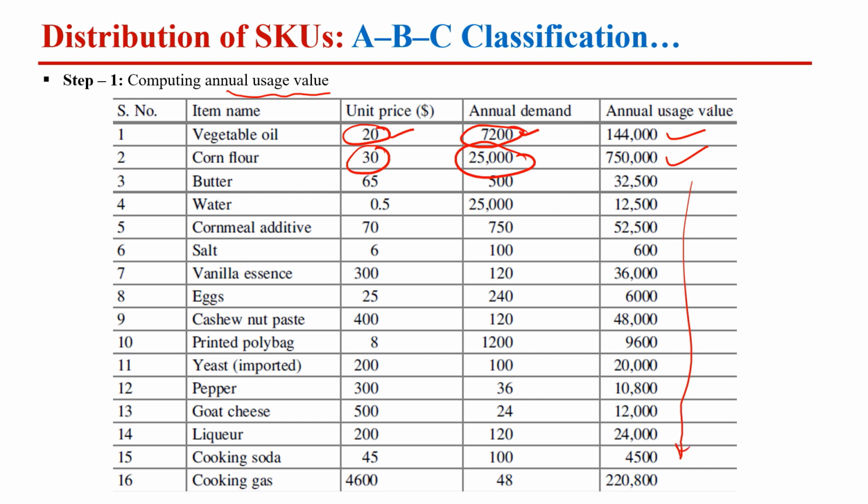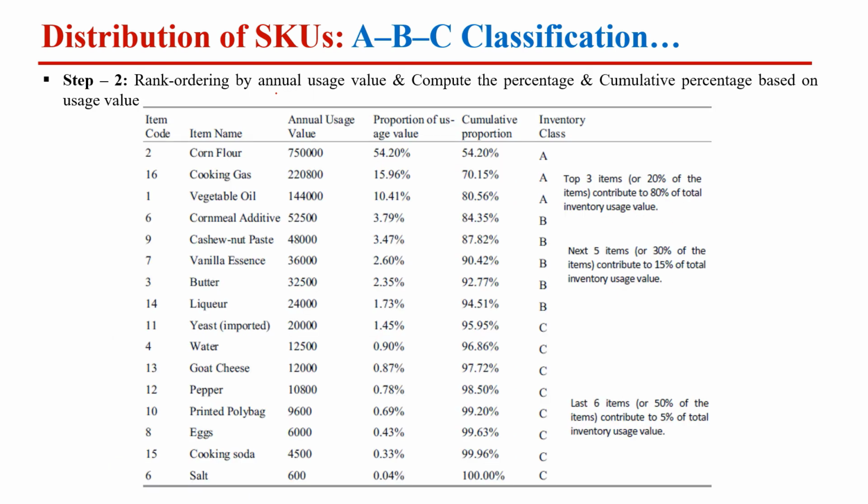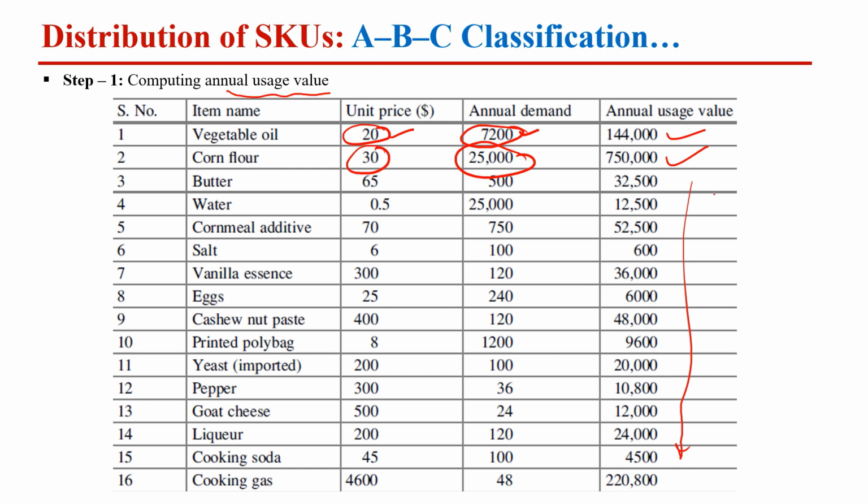Okay, once we have the annual usage value, based on it we are going to rank those products in descending order, which means the higher the annual usage value, the earlier that product is ranked. So this is going to be ranked first, this second, this third, and so on.